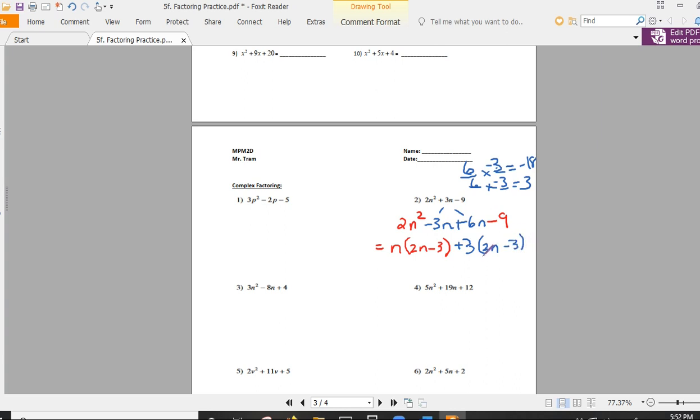So once you have the two in brackets to be the exact same, you know you've done it correctly. And then finally, you just have 2n minus 3, and then whatever's left over, n plus 3.